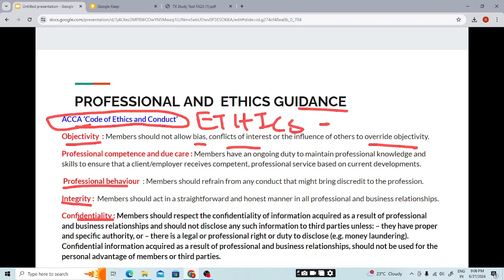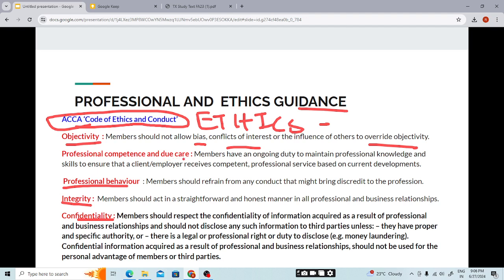Okay, you save me this amount of tax, I'll pay you this much. He should not be biased. He must not allow any bias, he must be very ethical in the work he is doing, and he must not come under any influence of his client.